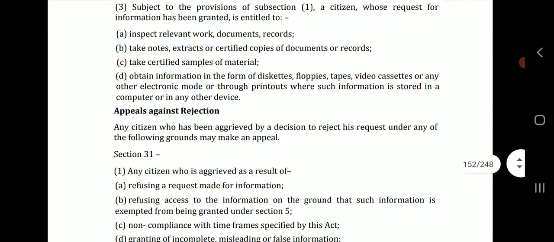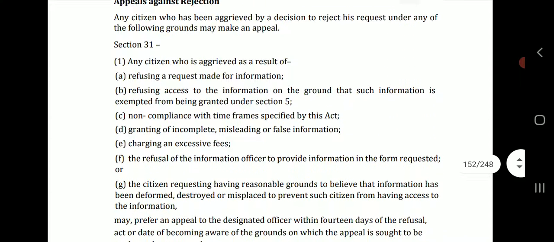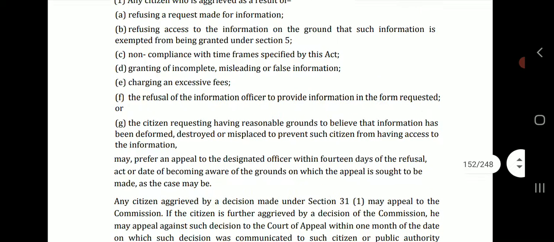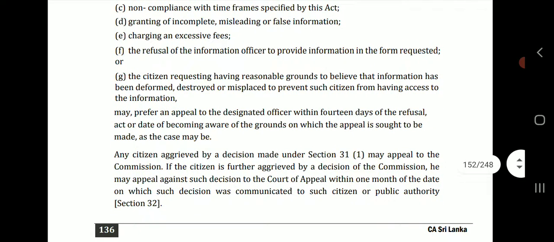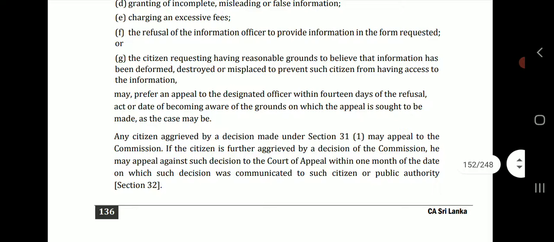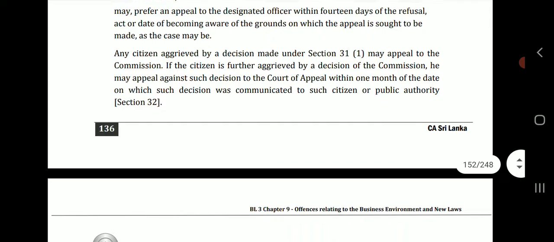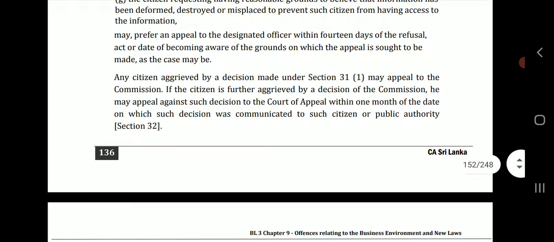So, appeal against rejection. Any citizen who has been aggrieved by the rejection of a request can appeal. Under Section 31, a citizen aggrieved by the refusal of a request for information may appeal on grounds such as information being exempted, non-compliance with the time frame specified by the Act, charging excessive fees, or refusal of the information officer to provide the form requested, before a designated officer. Any citizen aggrieved by a decision under 31(1) may appeal to the Commission.